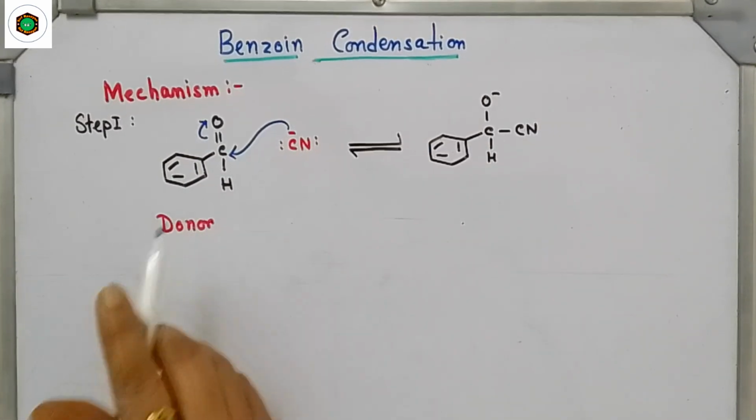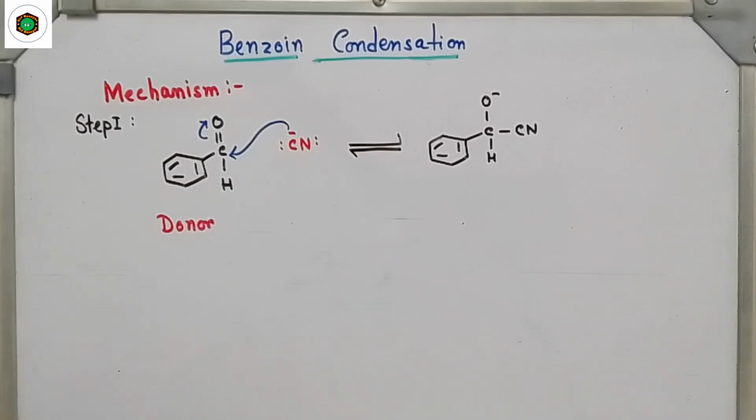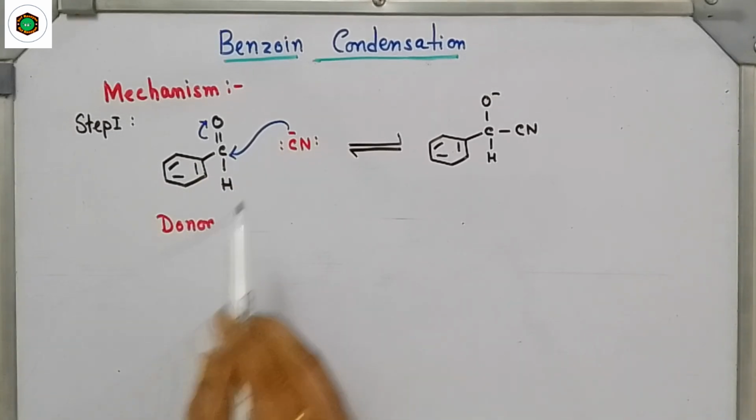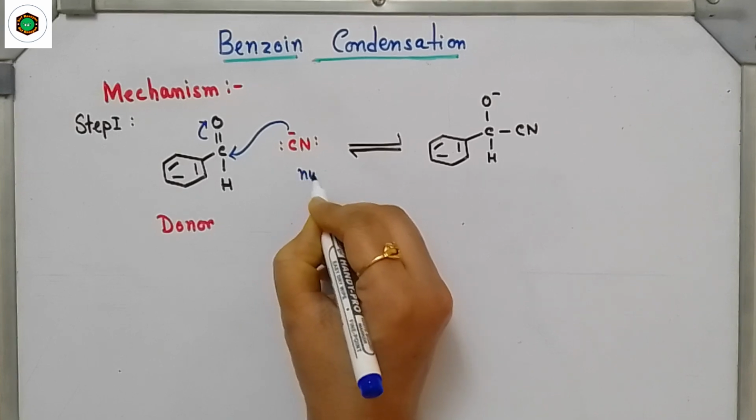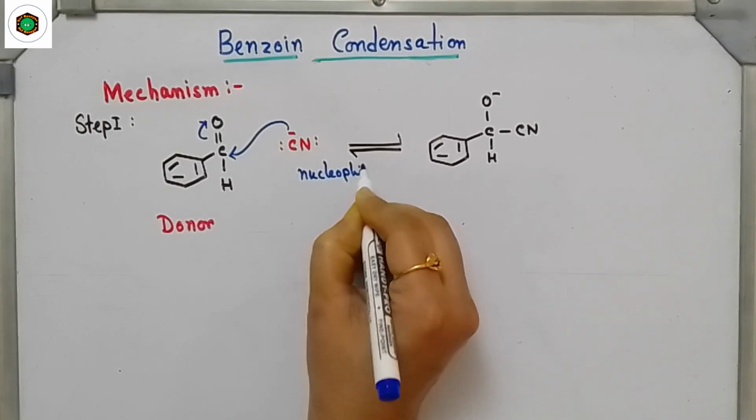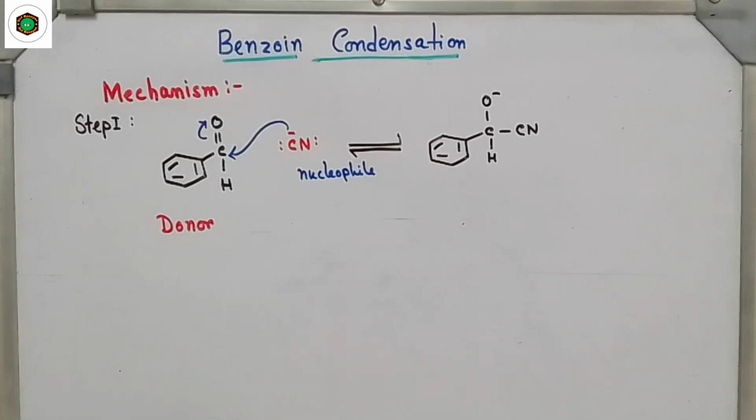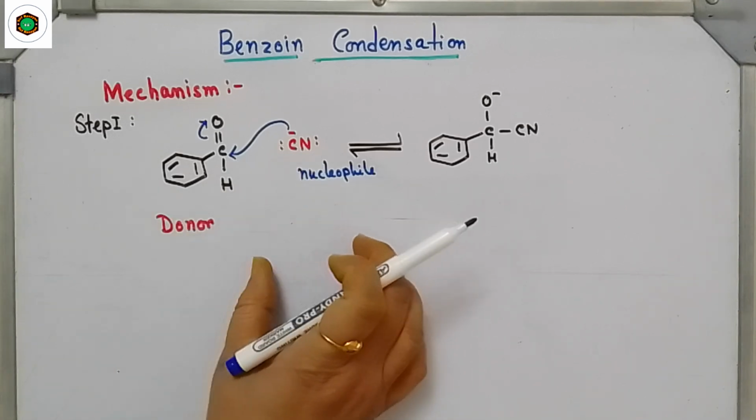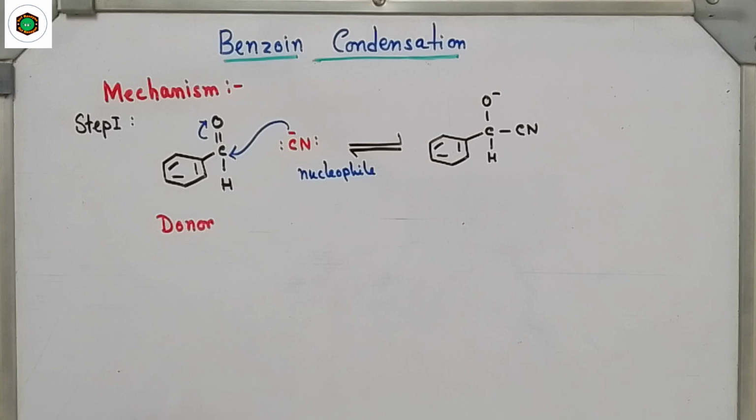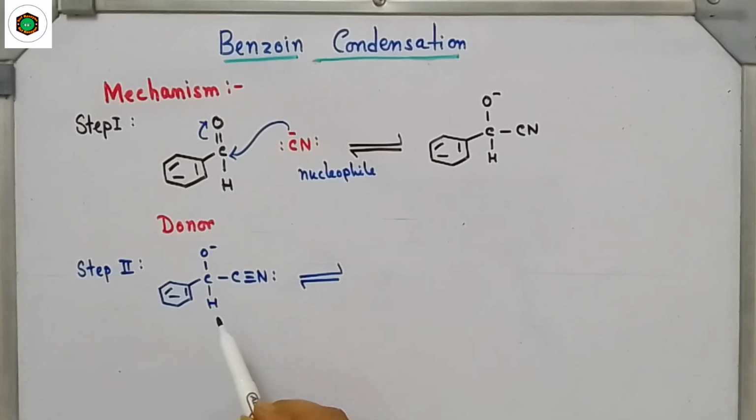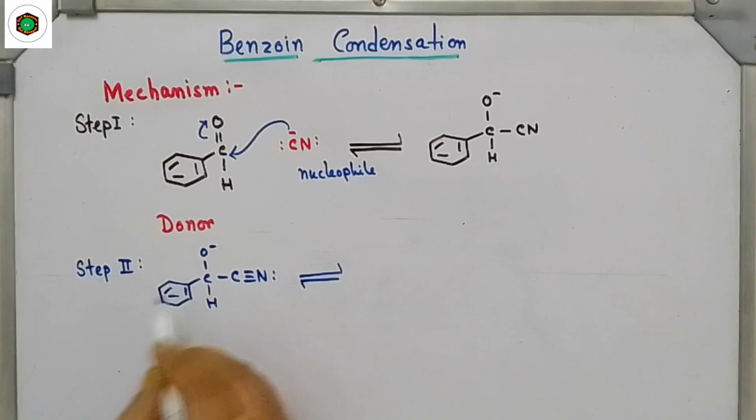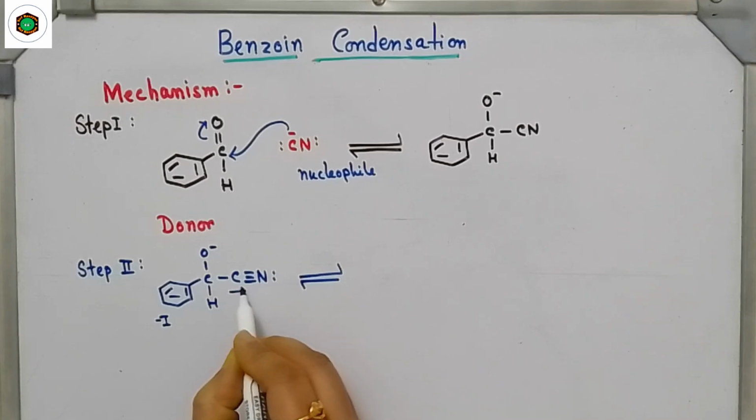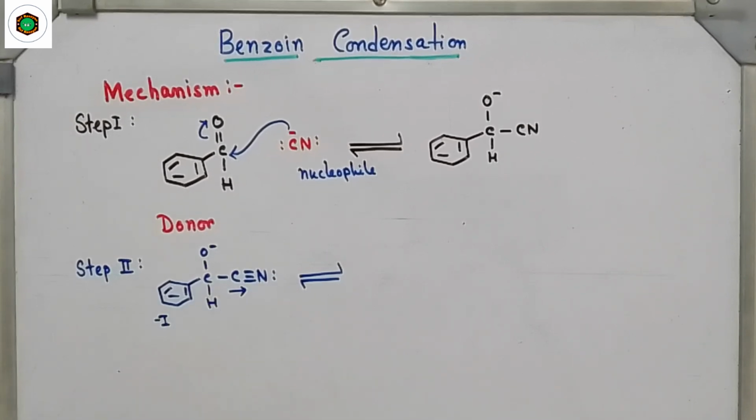Now mechanism for benzoin condensation. This is benzaldehyde. This molecule is suppose donor molecule. So oxygen is more electronegative, so this bond will clip in this direction, and this cyanide is nucleophile. So nucleophilic attack of the cyanide ion to the carbonyl carbon atom of the donor molecule is taking place. We are getting this. Now see here, in this species, phenyl group is having minus I effect. Cyanide is electron withdrawing. Therefore, this hydrogen is acidic.